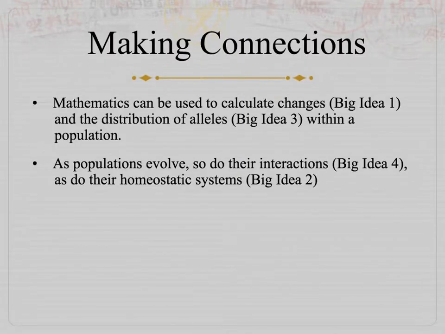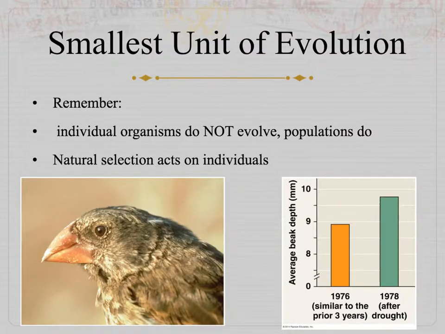Okay, so our connections: we can use math to calculate changes, which is still in Big Idea 1. Distribution of alleles within the population gets us to Big Idea 3. Interactions and homeostatic systems, and we've got all 4 big ideas.